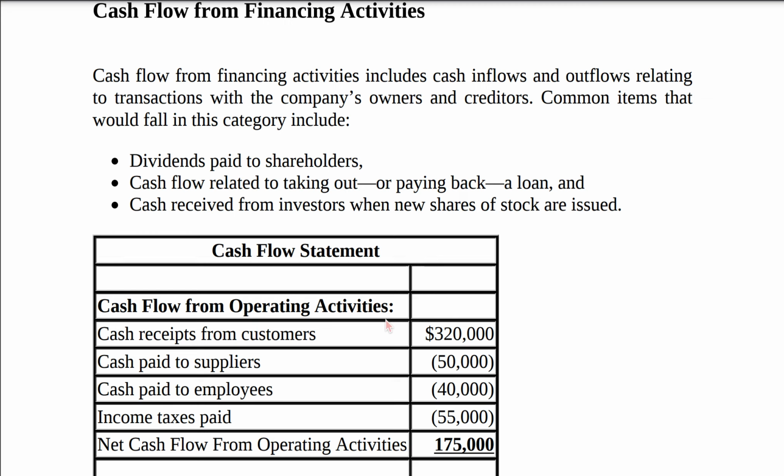Okay, this main activity includes everything related to the company's owners or creditors. Whatever dividend we have paid to the shareholders or owners, that forms part of financing activities. Suppose we have taken a loan and the money has come into the company, that forms part of cash flow from financing activities. And when we are repaying the loan, that also forms part of financing activities. When we are issuing new stocks, shares, preference shares, equity shares, etc., that forms part of financing activities. Okay, whatever is related to owners and creditors, that forms part of cash flow from financing activities.